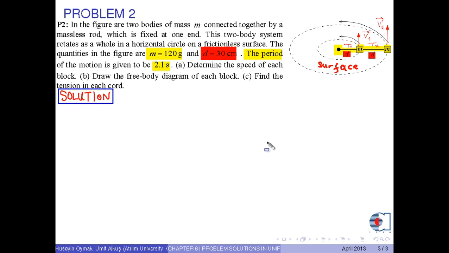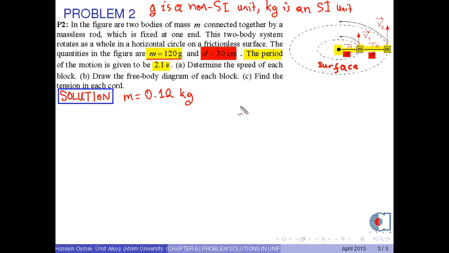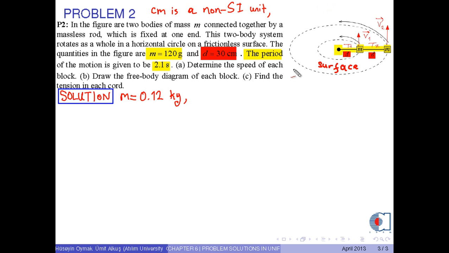First, we are given mass m as 120 grams, where gram is a non-SI unit. So, it has to be converted into kilograms, which is an SI unit, as 0.12 kilograms. The quantity d is given as 30 centimeters, which is a non-SI unit. So it has to be converted into meters as 0.3 meters. And period T is given to be 2.1 seconds, which is already an SI unit.